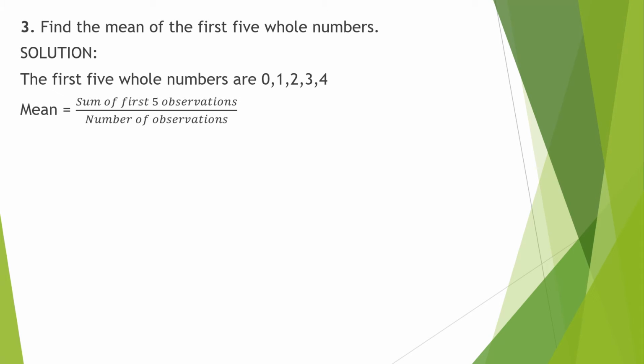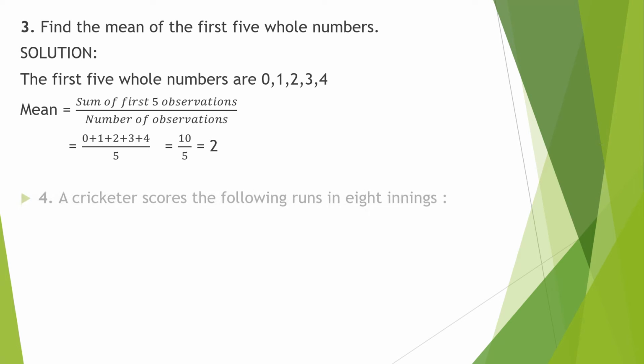Mean equals the sum of the first 5 whole numbers upon the total number, or the sum of all observations upon the total number of observations. Add it and divide by 5, we get 10 upon 5 equal to 2. So the mean of the first 5 whole numbers is 2.